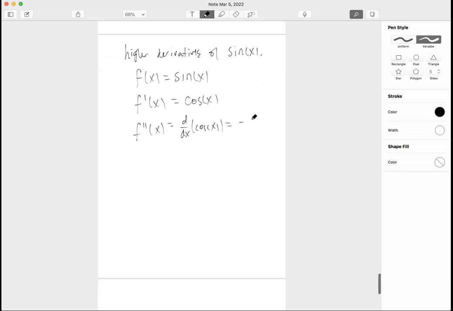Air everywhere. It's negative sine. So we take the third derivative. We take the derivative of negative sine, and we get negative cosine. And then something interesting happens at the fourth derivative.